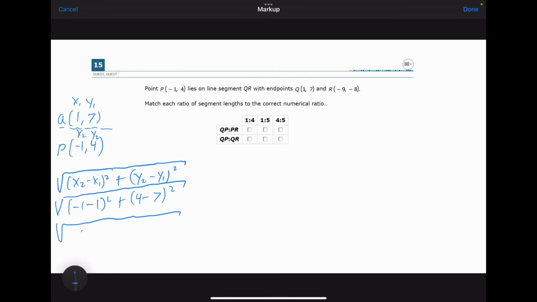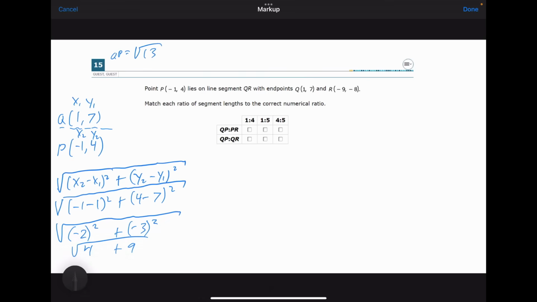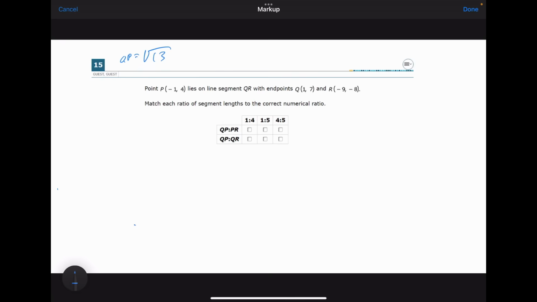This is equal to the square root of (-2) squared plus (-3) squared. I was going to do a shortcut, but I think I'll be more thorough just because I'm showing the specific distance formula. So we have (-2) squared is 4, (-3) squared is 9. And that is equal to the square root of 13. In order to save some space, I am going to say QP equals the square root of 13, and move it up here, and then get rid of some of this. So we have QP equals the square root of 13.